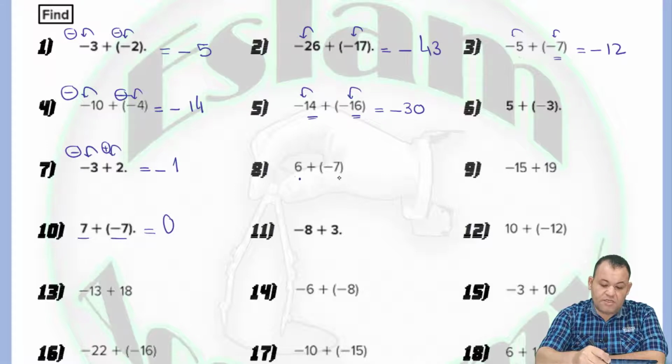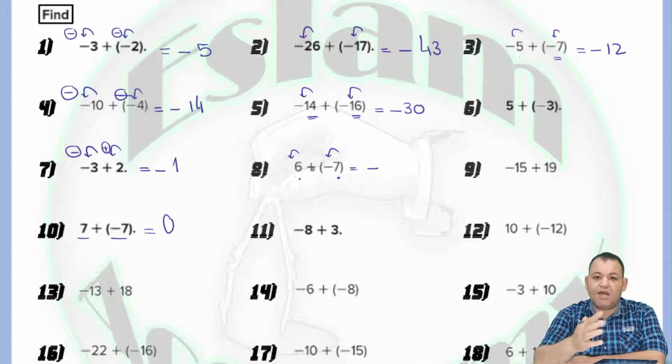We have 6 and 7. 7 now is greater than 6 and 7 is negative, so the answer will be negative. The first number is positive because there is no sign, and the second number is negative, so they have different signs. If they have different signs, I will subtract. If the two numbers have the same sign, I will add them. If the two numbers have different signs, I will subtract them. But number 1, put the sign of the greatest number, so it will equal 1, because 7 minus 6 equals 1.